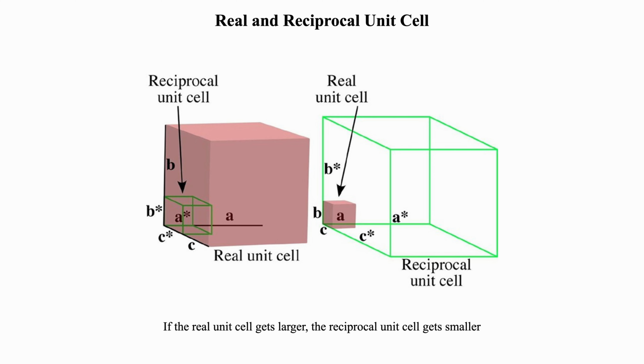One key concept to note is the inverse relationship between these two cells. If the real unit cell becomes larger, the reciprocal unit cell becomes smaller, and vice versa. This inverse relationship is fundamental in crystallography because it allows us to use reciprocal space to analyze how waves, like X rays, interact with the crystal structure. For example, in X ray diffraction, the patterns we observe are actually reflections of the reciprocal lattice, making this concept indispensable for studying crystal properties.